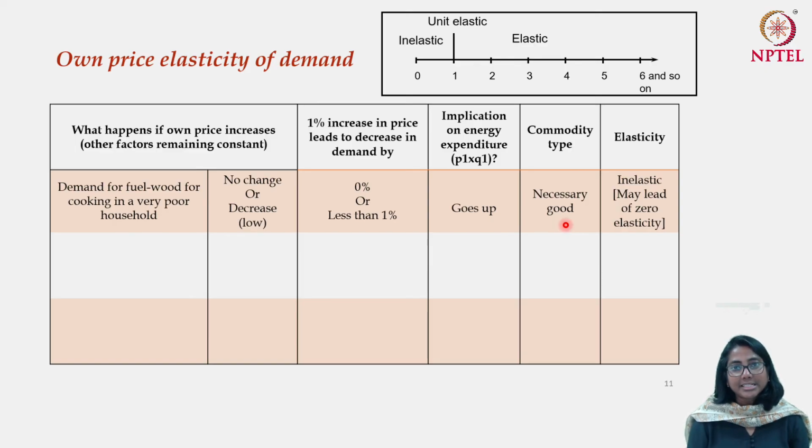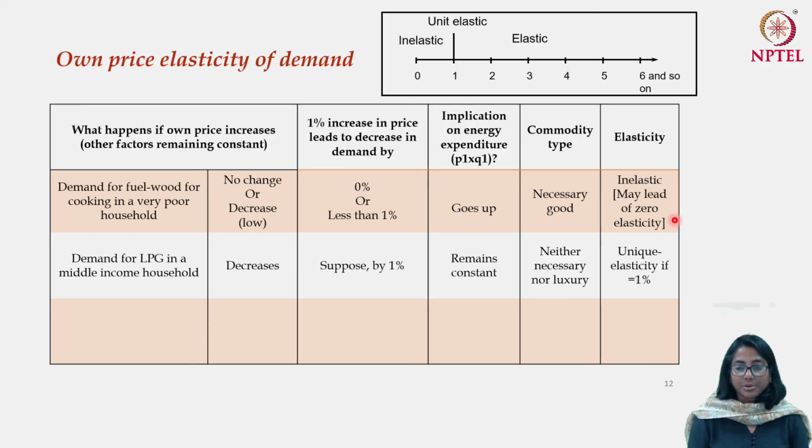So in case of a necessary good, you typically see an inelastic demand curve, or you can actually have absolute inelasticity in demand, where own price elasticity is equal to zero. So this helps you to understand what kind of policy will work here. In order to discourage the use of fuel wood in a particular region which is really poor, one cannot think about increasing the price of fuel wood. That is not going to help.